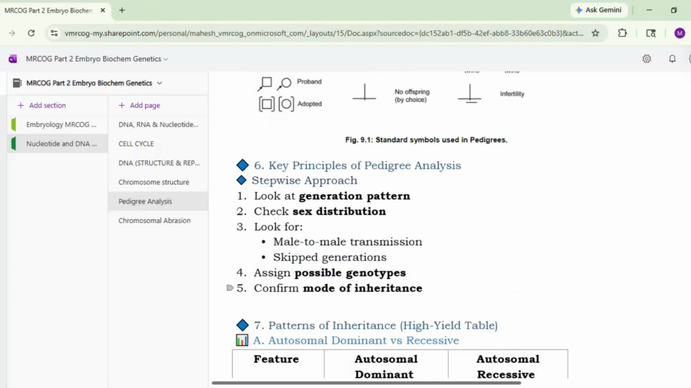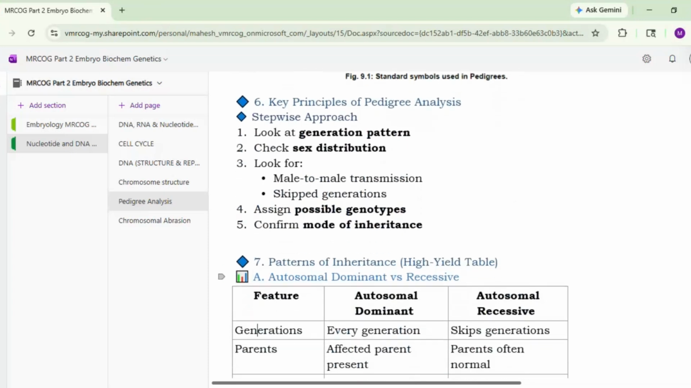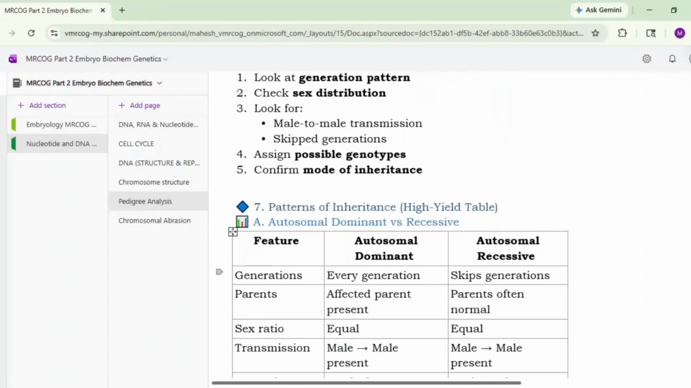Okay, so when you solve these pedigree questions, you should always look at the generation pattern, check the sex distribution, look for male to male transmission, look for skipped generation. So these are certain things which we will further go into in detail in the subsequent session.